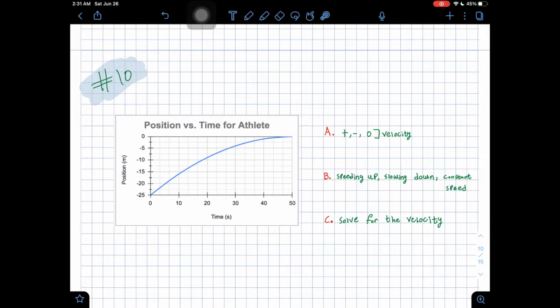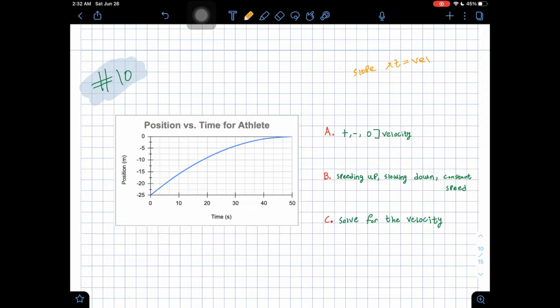We can see that this graph is different from the last couple of graphs that we've dealt with because it's curving. But it's going to be the same type of scenario. Remember, the slope of an x-t graph, or a position versus time graph, equals velocity. So let's take the slope of this and find if it's a negative, positive, or zero slope.